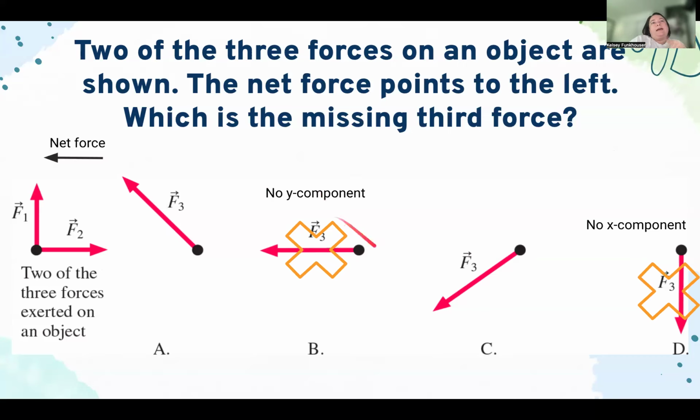So we can right away eliminate both B and D, because B doesn't have a Y component, so it would still be pointed at some sort of angle. And D doesn't have an X component, so it would still be pointing to the right instead of the left. And then we'll look at A and C each kind of separately.